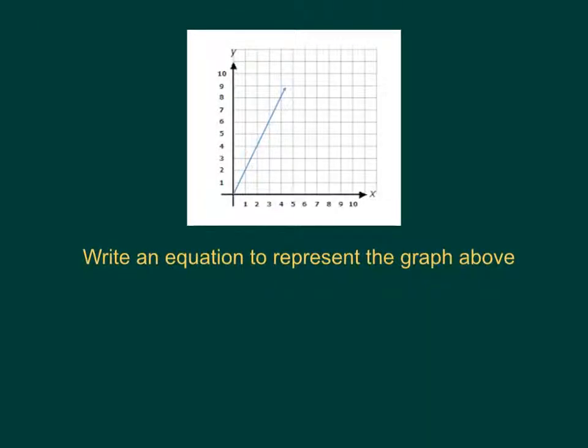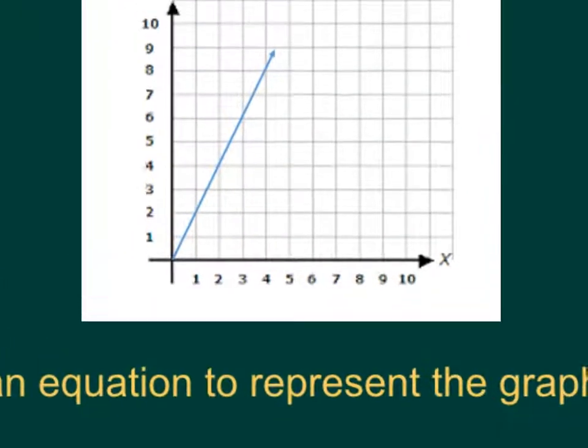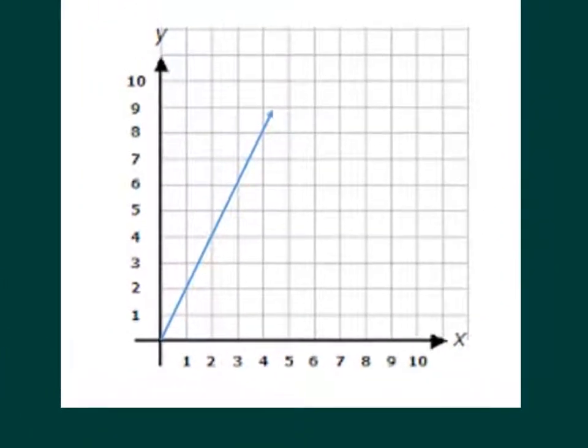Hey y'all, what we're going to do today is review how to find constant proportionality and read graphs. So I've got this graph that's going to start us off, and we want to write an equation to represent the graph above. So I'm going to go ahead and zoom in on this graph. And I want to see, what do we notice about this graph?